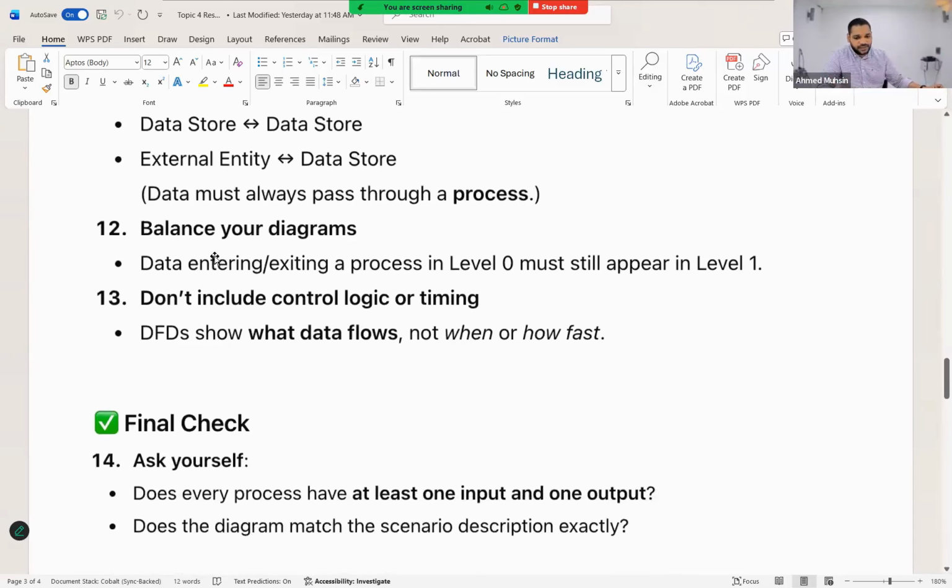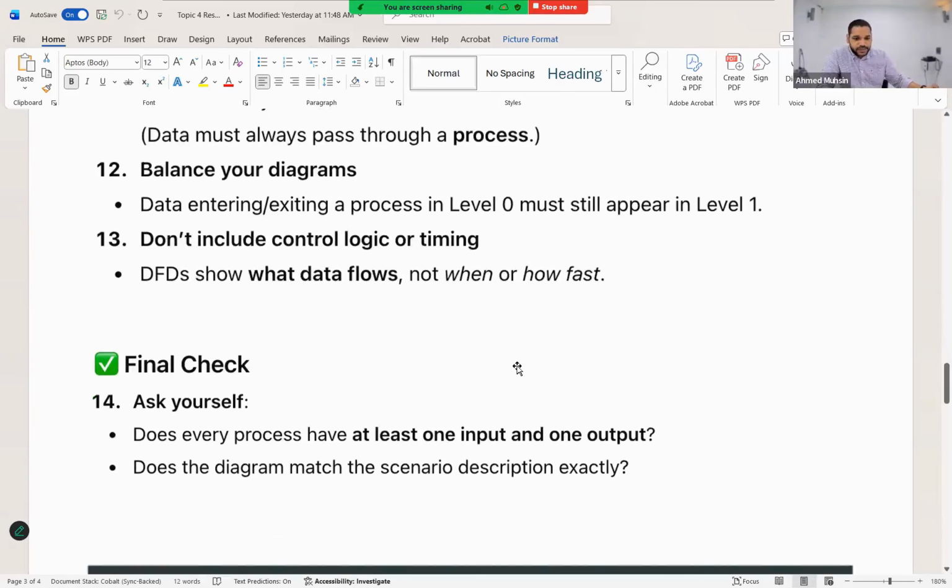And then, guys, can you all read this? Don't need to read 12 because you are only dealing with level 0. You are not doing level 1. Maybe in A2 you might have. Now, can you read 13? Data flow diagrams show what data flows, not when, nor how. When and how, we look at flow charts. In data flow diagrams, you only show how the data is flowing. You don't put any rules into it, like only if this happens, this should be the output, else. We don't do all that in a data flow diagram. We only show the flow of data. Everyone okay with this?